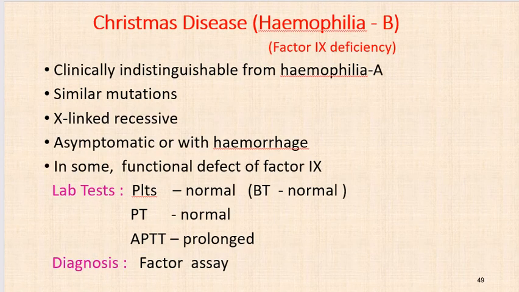The next condition is Christmas disease. It is also called hemophilia B. This is a condition in which there is deficiency of factor 9. Well, this condition is clinically indistinguishable from hemophilia A.